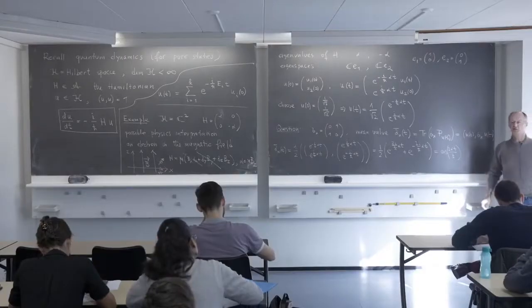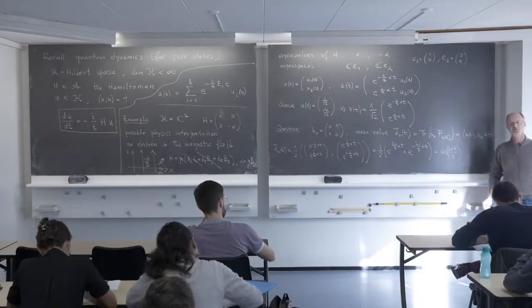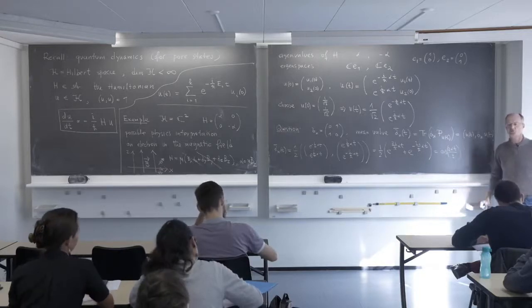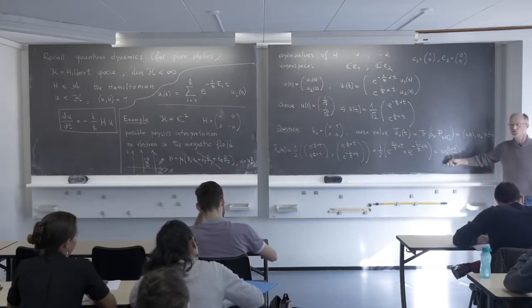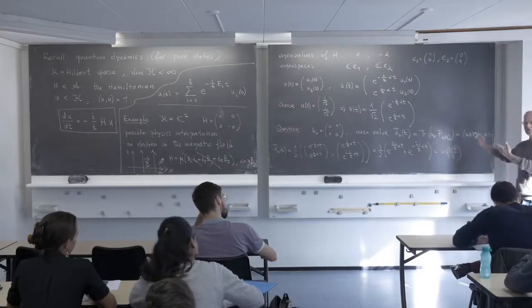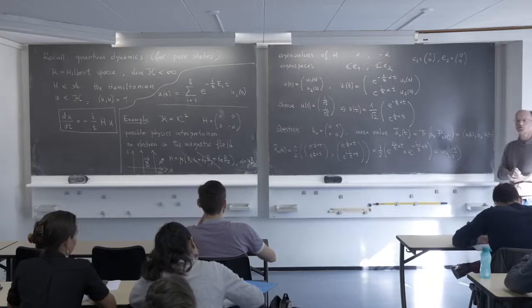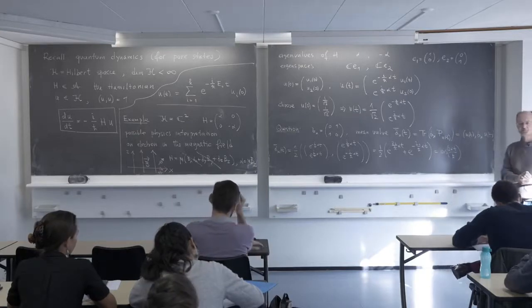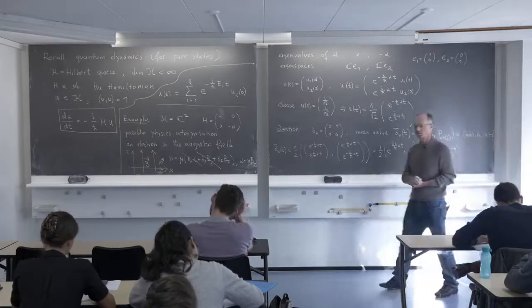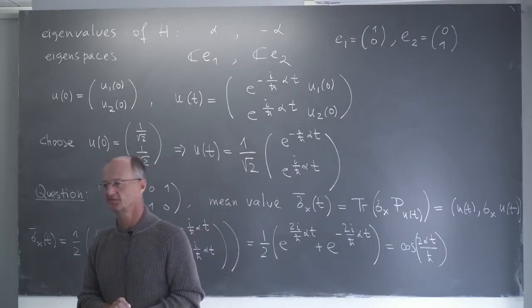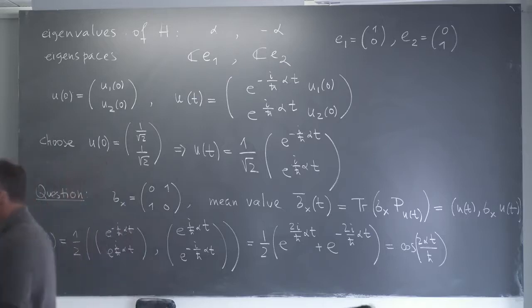Now, how is it? There are some qualified physicists in the audience. So what does it mean, this result? What would you say? What is your physics interpretation? Okay, so that's the outcome, right? The mean value is this cosine. So what actually happens? Like some kind of precession?